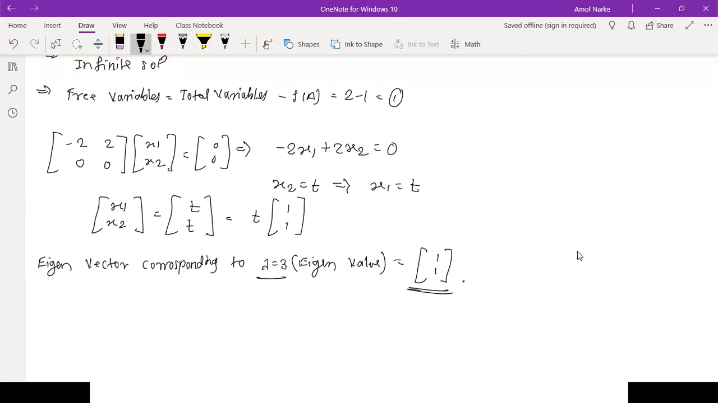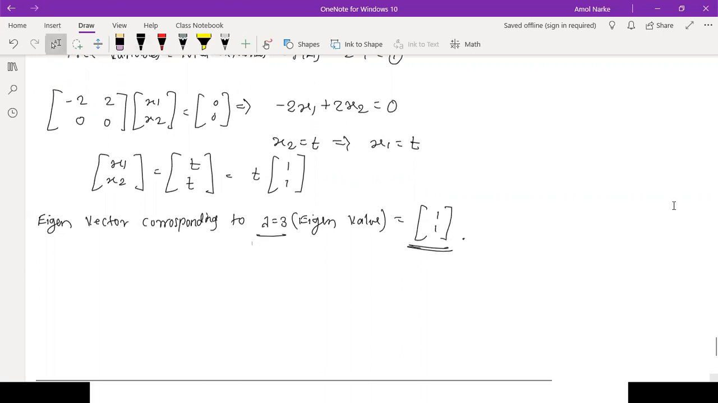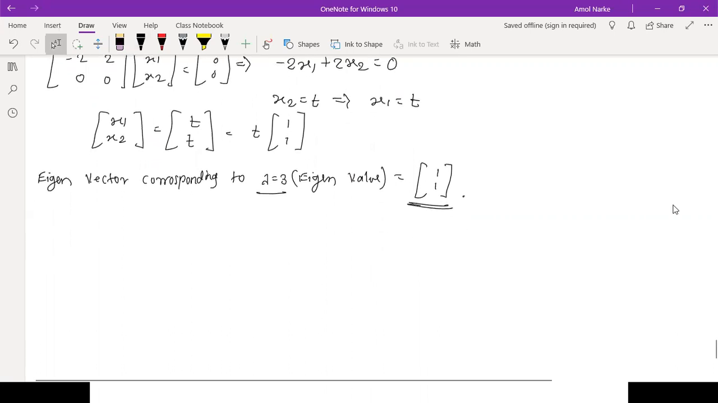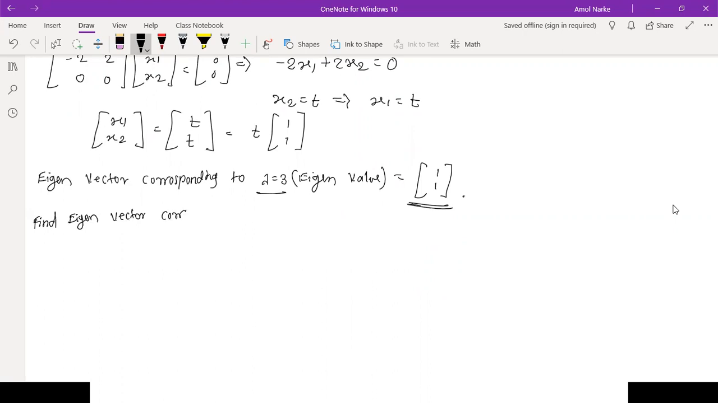But this is not always the case. You may get more vectors corresponding to an eigenvalue. You will see that example also. No problem. But can you find now an eigenvector corresponding to the other eigenvalue? Find the eigenvector corresponding to lambda equal to -1.